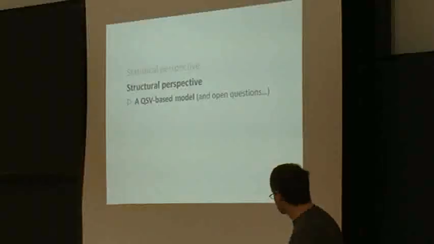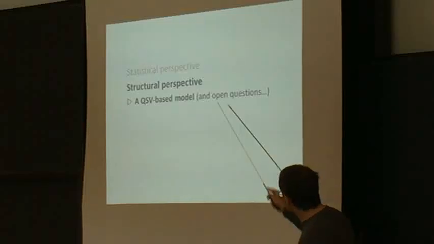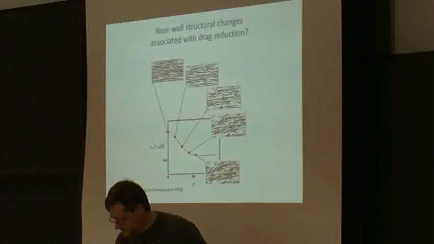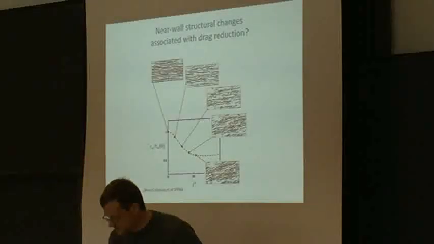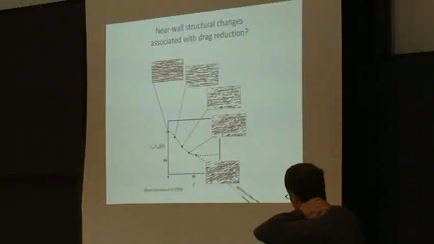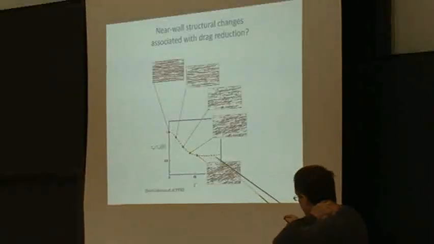Given all that statistical information about the momentum budget and this idea of optimal shearing, we went on to think about the structural perspective, and Antoine did lots of staring at the flow visualizations, trying to understand what's happening. Maybe this is a good way to summarize the issue. Again, there's a history of the drag reduction.